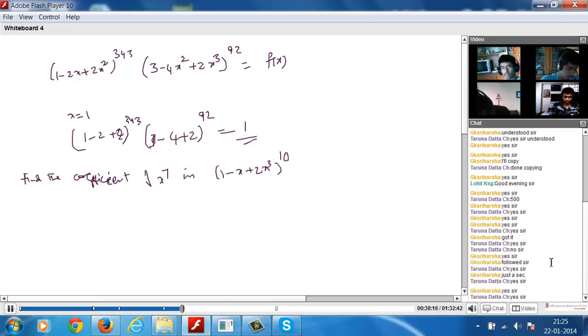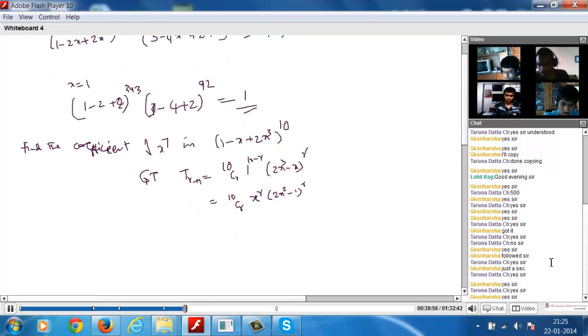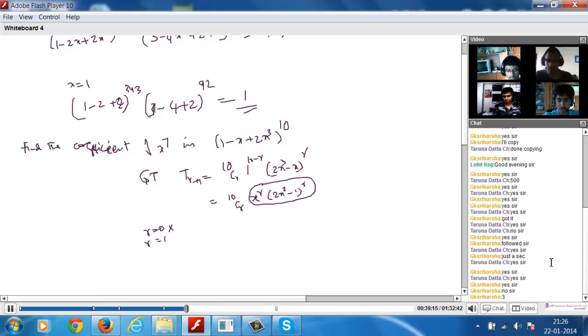Find the coefficient of x to the power 7 in the expansion of (1 minus x plus 2x cube) whole to the power 10. This is the question. T(r+1) is equal to 10Cr into 1 to the power 10 minus r into (2x cube minus x) whole to the power r. 1 to the power 10 minus r is okay. x to the power r into (2x square minus 1) to the power r.